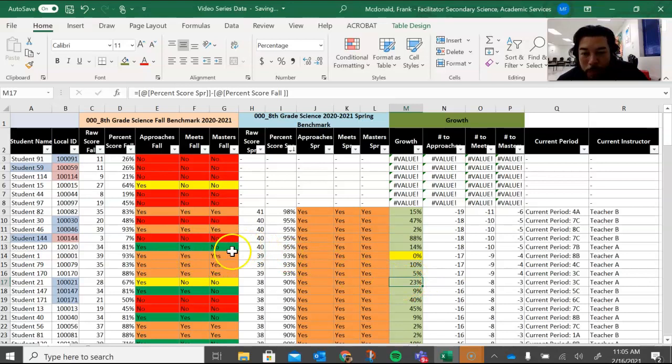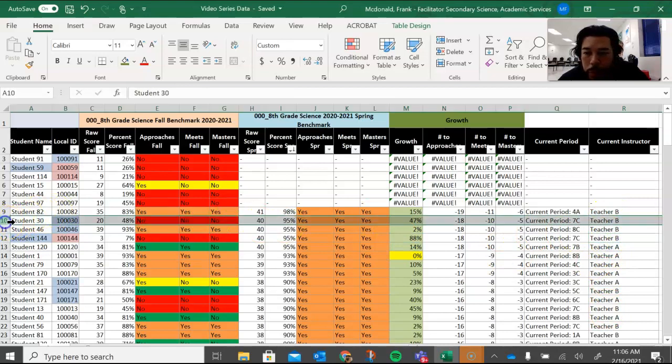And here's the ultimate one. Whenever you get a kid going from red to orange, we have a tremendous amount of growth going on. So student 30 here grew by 47 percentage points, and student 144 grew by 88 percentage points. And I think we've talked about that student in other videos. That will allow us to kind of look and see what teachers are these students in? Whose class are they in?